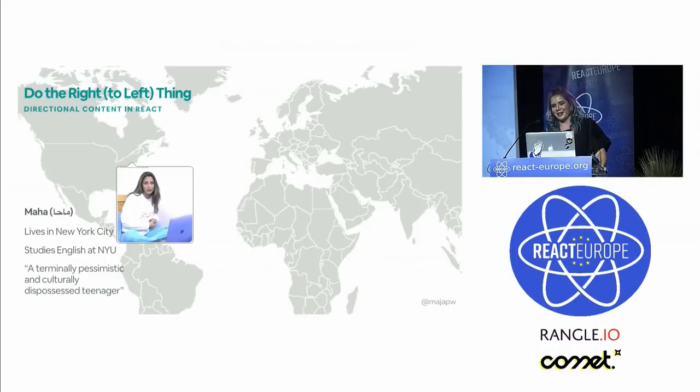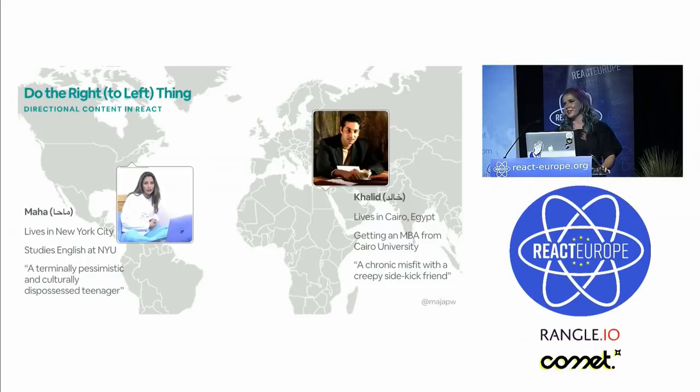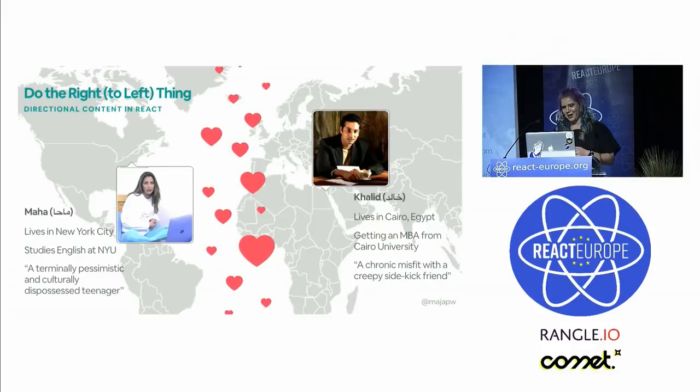Lovely. We also meet Khalid, who lives in Egypt. He's getting an MBA from Cairo University, very exciting. And he's a chronic misfit with a sidekick friend. Now, these two characters from Al-Kitab, the reason I'm introducing them to you is because, obviously, this is a love story.